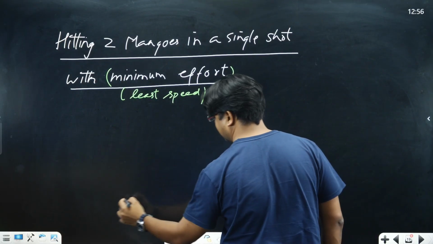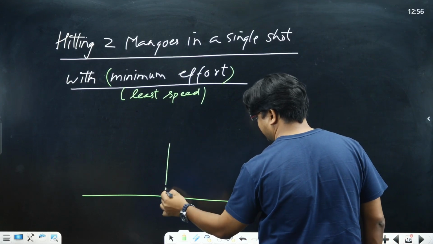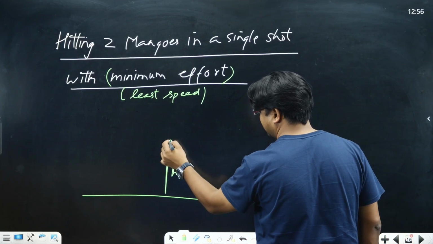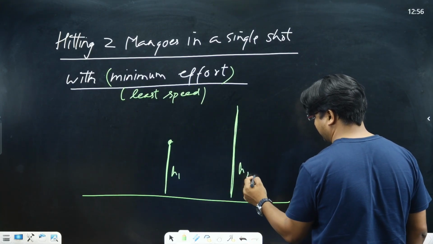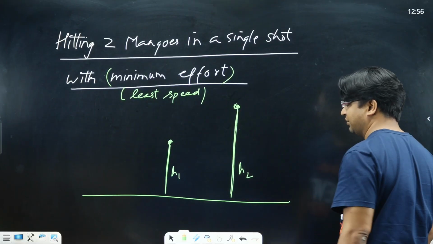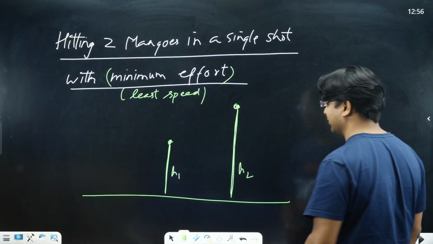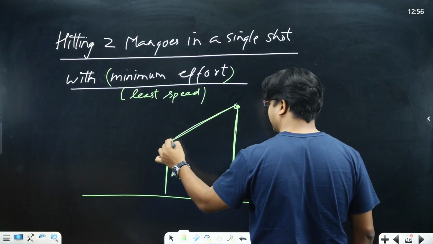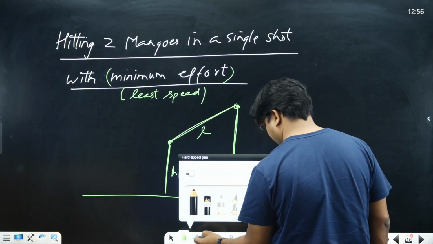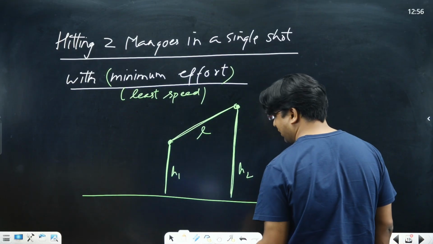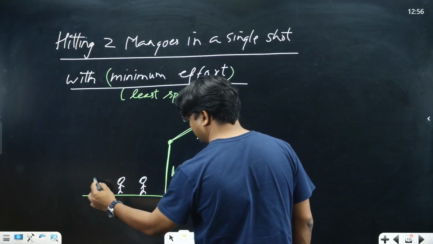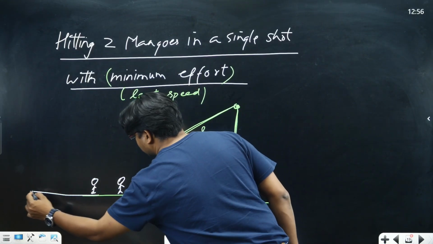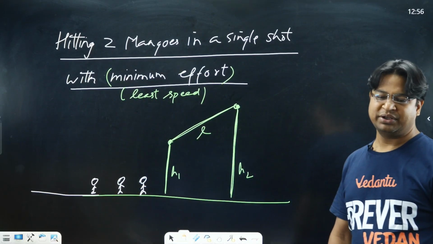So the situation is this: let's say there is one mango at a height h1, and there is another mango at a height h2. Now they may be on the same tree, they may be on different trees. I'm not drawing the tree, I'm only drawing the mangoes, and they are separated from each other by a distance L. Now you are allowed to throw a stone from this horizontal level, wherever you wish you can make the throw.